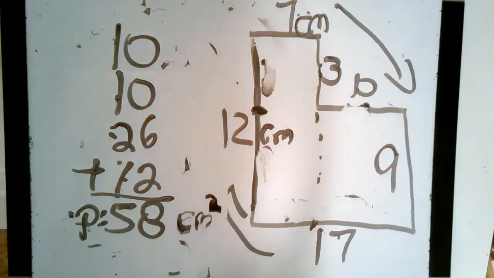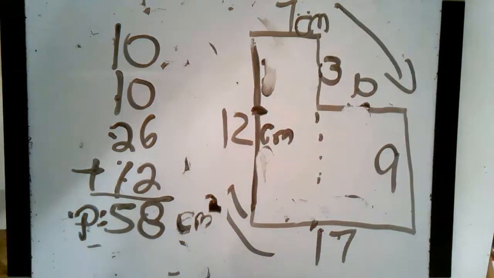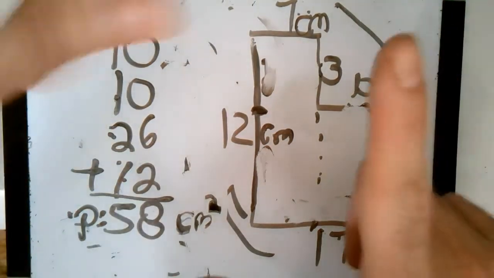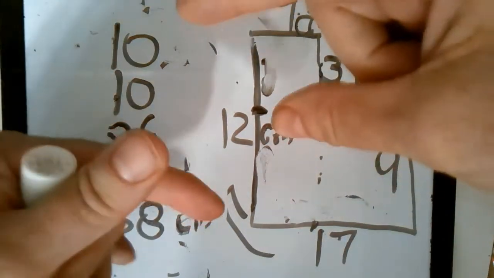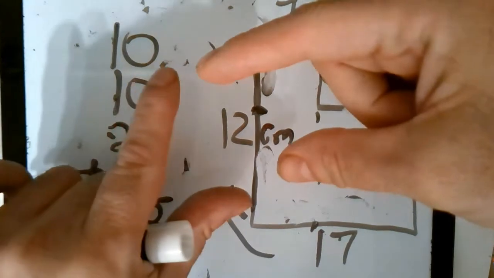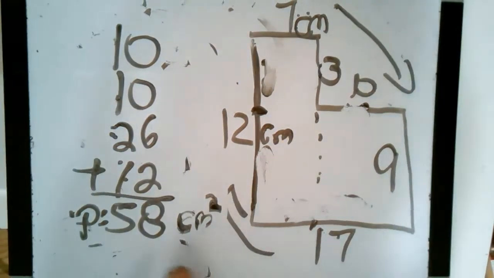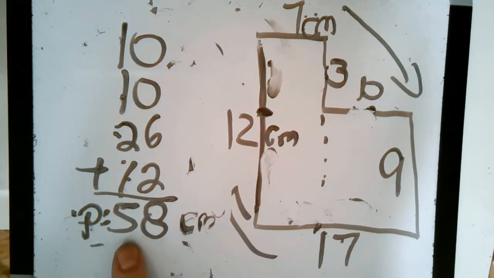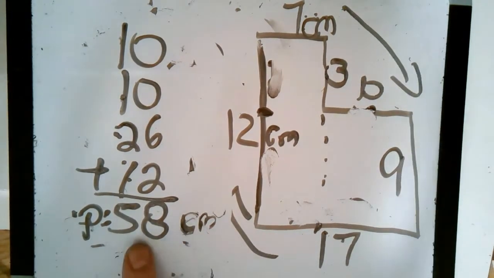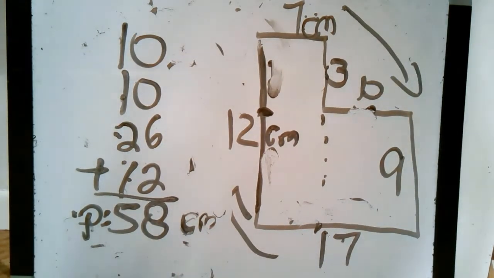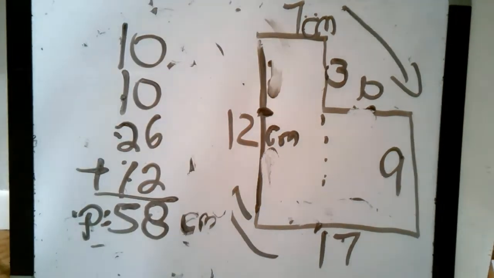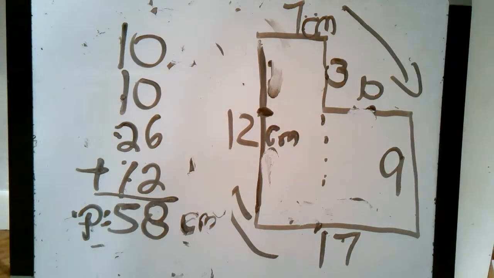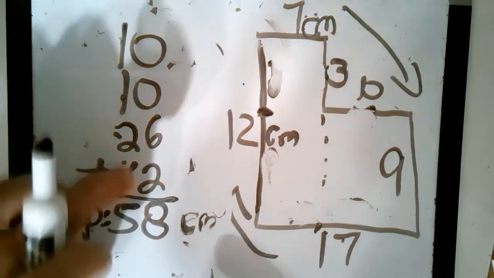Squared, when you have a little 2 there, that means squared. That means it's a square. It's an area. A square. I can't do that. Okay? So you're not going to have it. You're just going to have the centimeters, 58 centimeters. Okay? So that is for the perimeter. Now let's talk about the area.